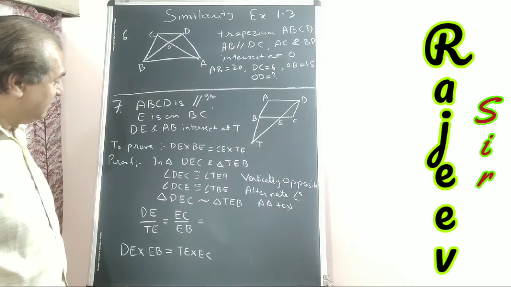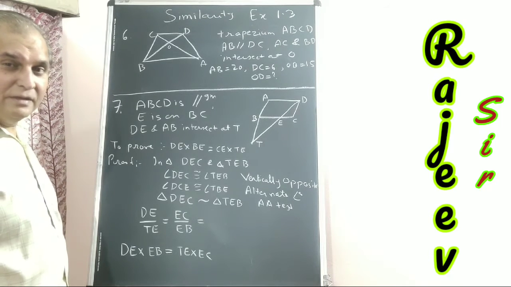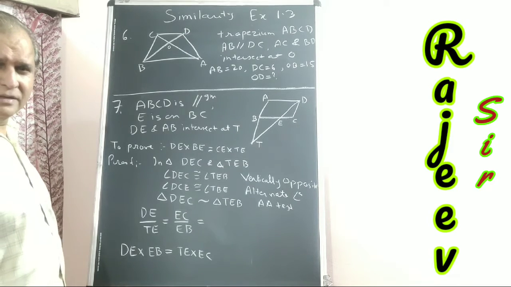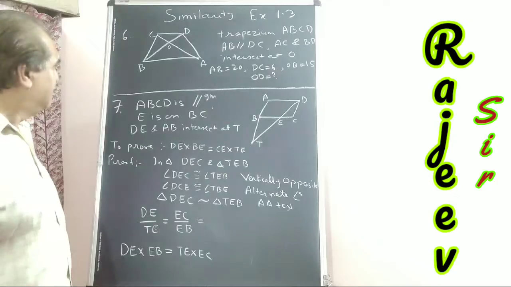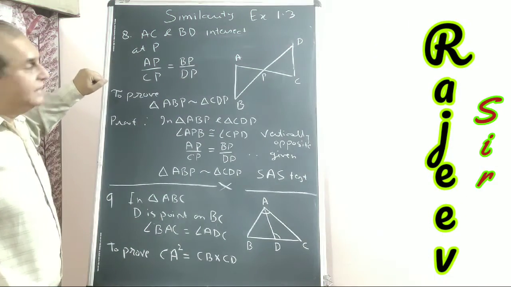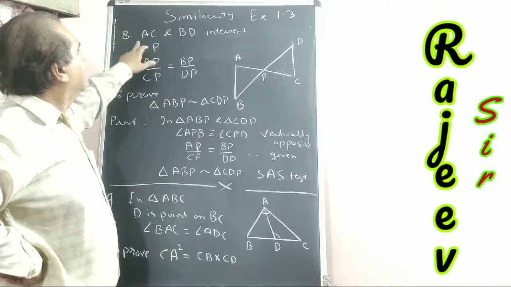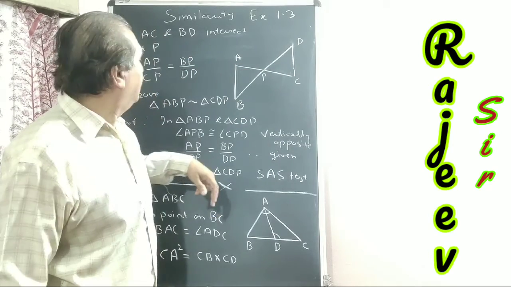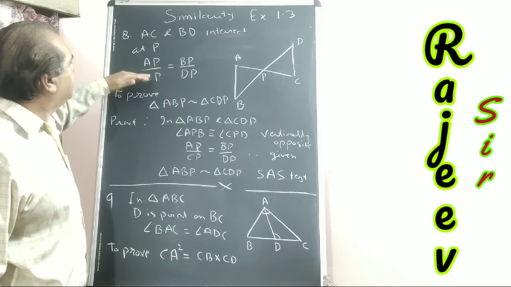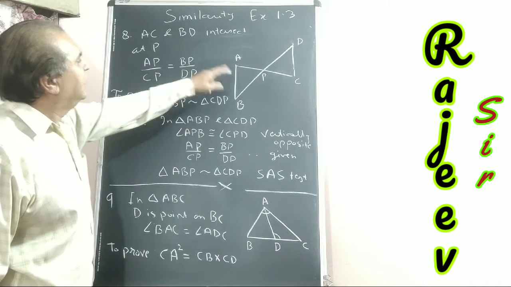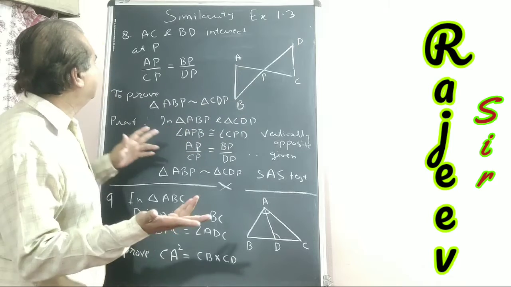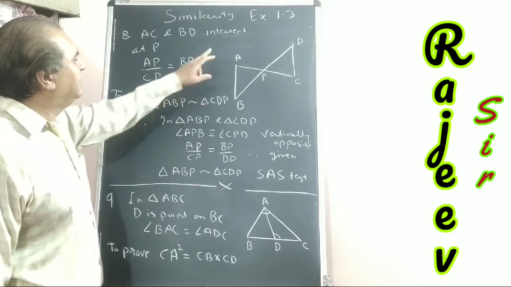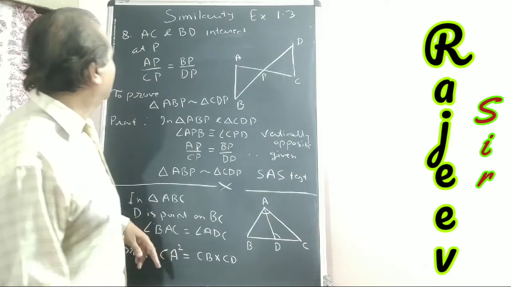Okay? Understood? Easy? Any doubt? Ask. Don't hesitate. Next sum, sum number 8. Look at the figure. AC and BD intersect at P. Given AP upon CP equal to BP upon DP. Very simple sum. To prove triangle ABP similar to triangle CDP. These two triangles are similar.